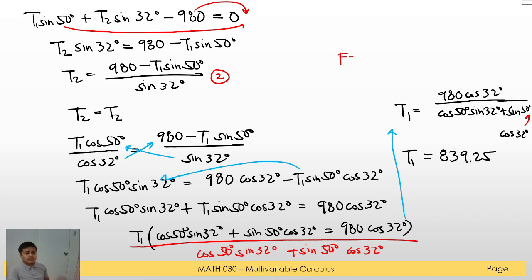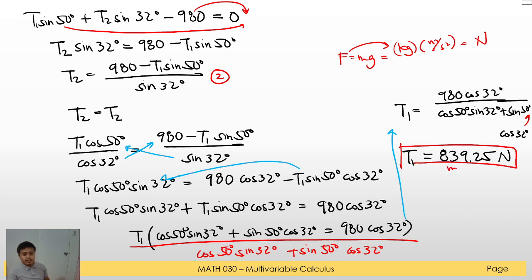So what should be the unit? Force is equal to mass times gravity. That is equal to newtons. If this is in kilograms multiplied by meter per second squared, this will be equal to newtons. So the unit should be in newtons. This is actually the magnitude of your tension 1.